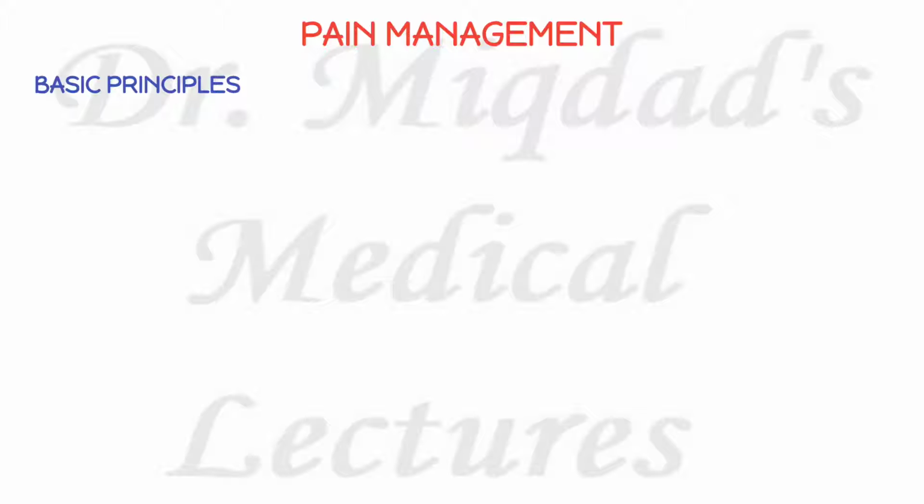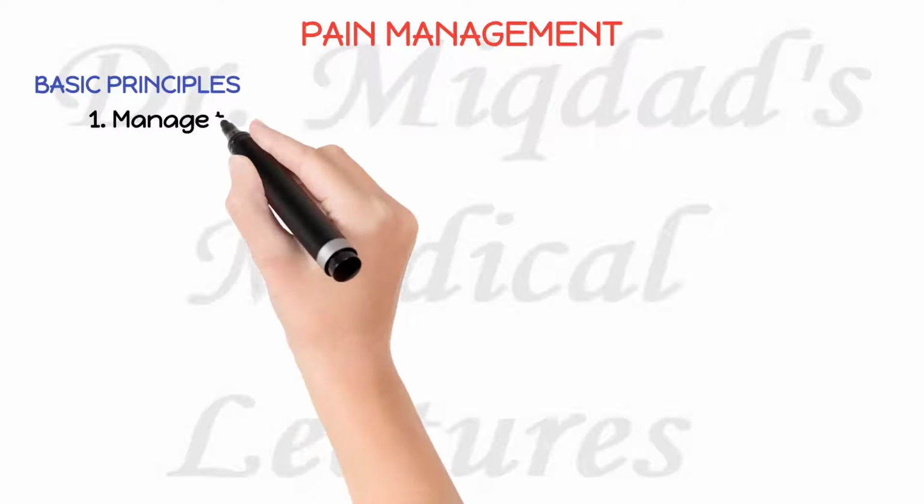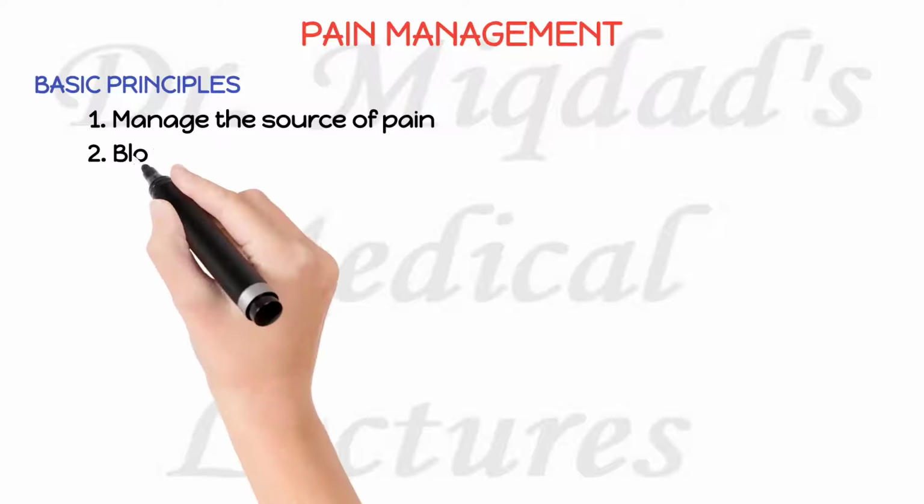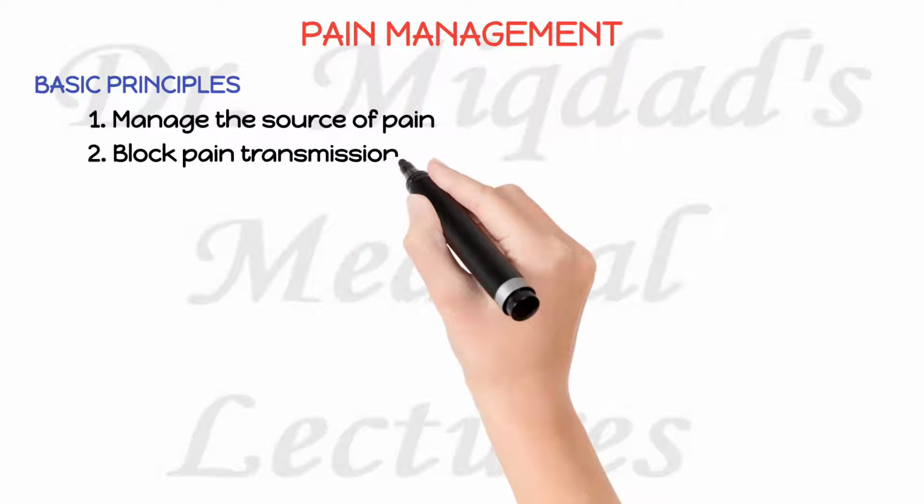First thing we can do is try to manage the source of pain. Like if there is a wound, do something to promote healing and thereby reduce the pain. Or if muscle spasm is the cause of pain, then try to reduce the spasm. Second principle is to block the pain transmission along the peripheral nerve.